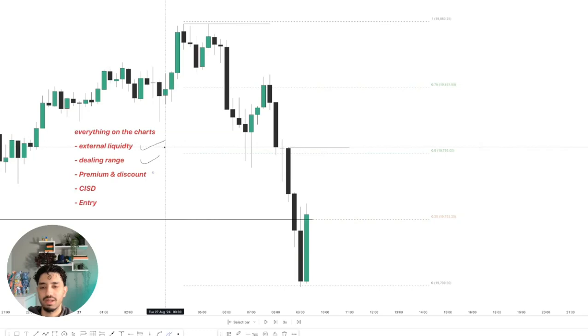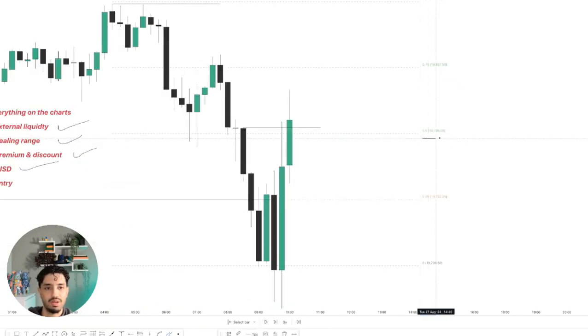We have the external liquidity ticked off, then the dealing range ticked off, and then we have premium and discount ticked off. And now what do we wait for? A change in the state of delivery, so then we can enter inside of that market. As you can see, we close above 0.5 and we close above these 3 down close candles. So we have a change in the state of delivery ticked off, and we closed above 0.5. We can move on to a lower time frame.